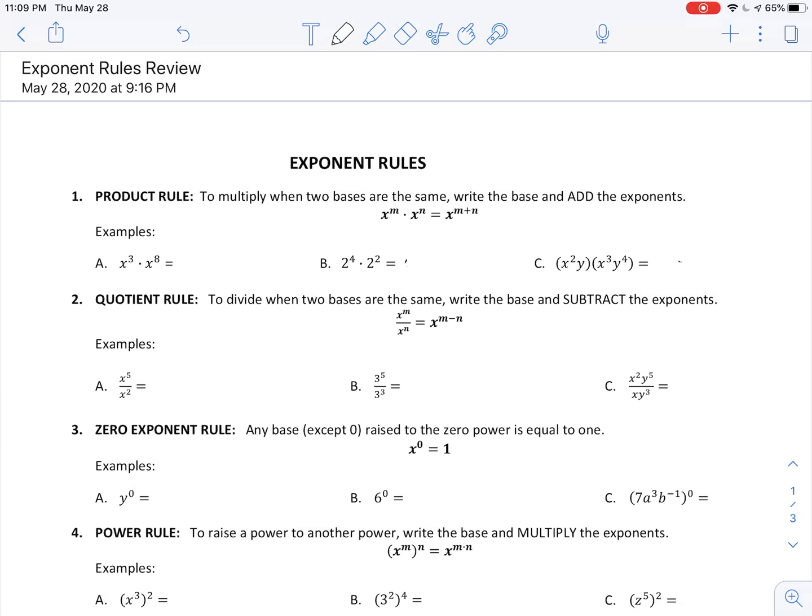Hey guys, welcome to my video on exponent rules. Today we're going to refresh our memories on all the different rules we have when multiplying variables with exponents.